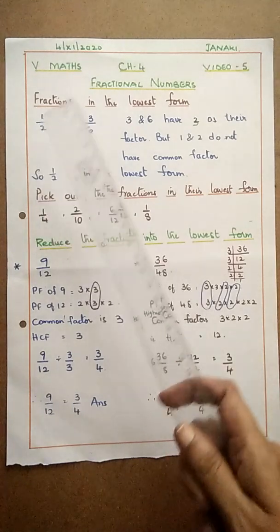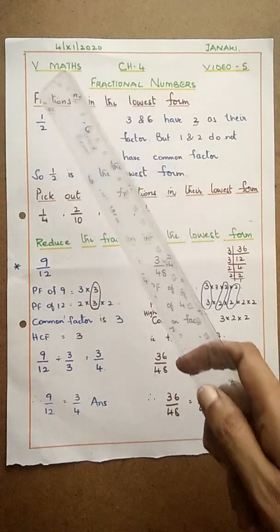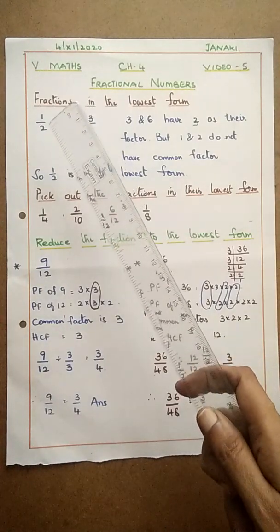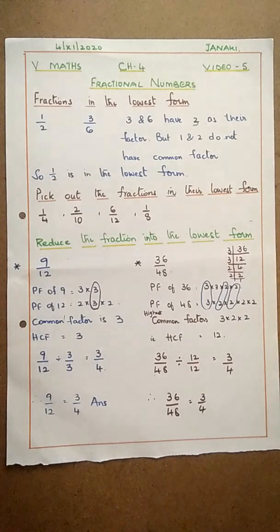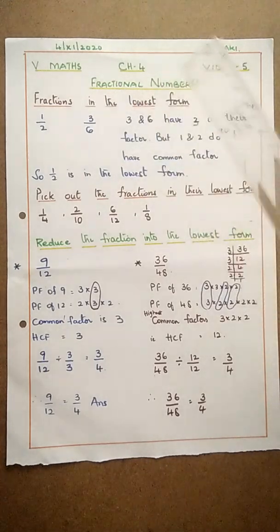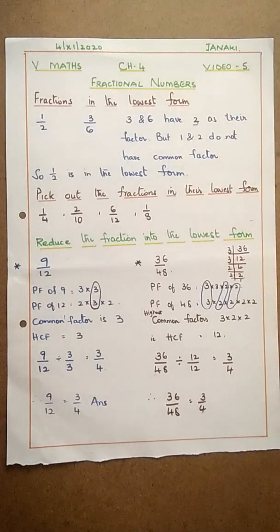For that, let us take the example 1 by 2 and 3 by 6. Here, in 1 by 2, the numerator and denominator are 1 and 2. They are in the simplest form because they have no more common factors. But if you take 3 and 6, they have 3 as the common factor. So, they can be divided by 3.